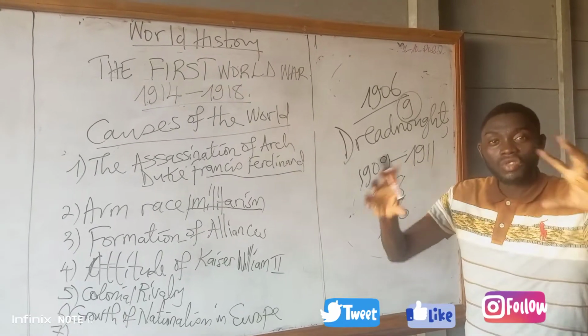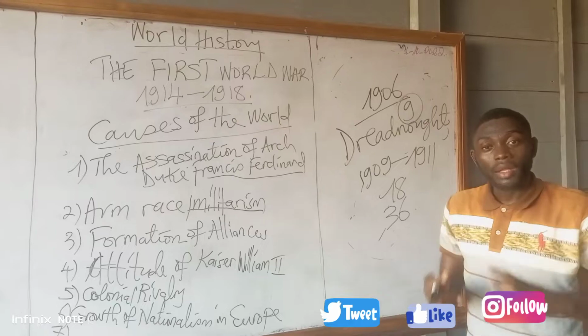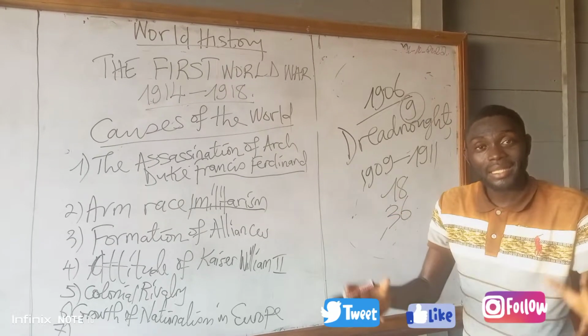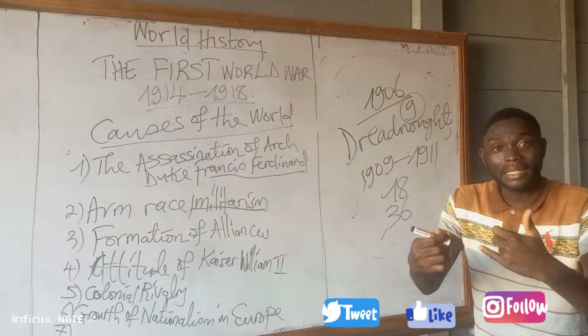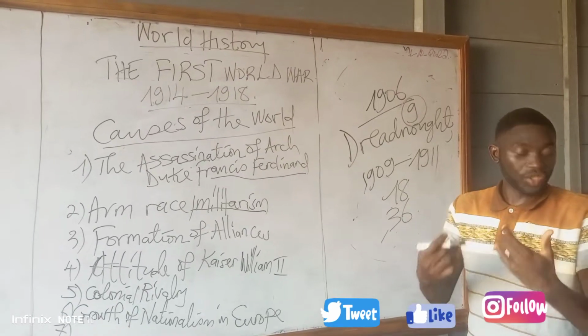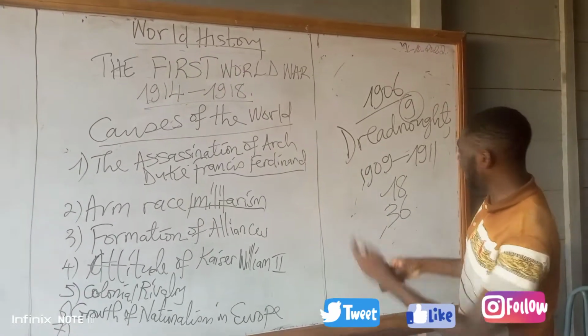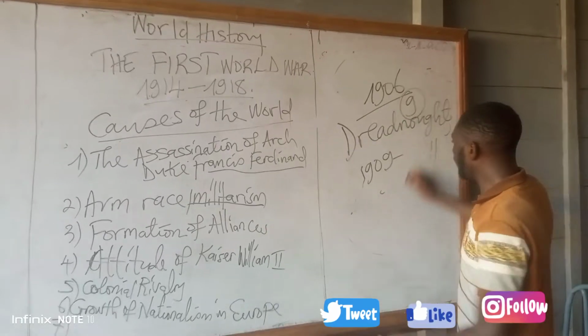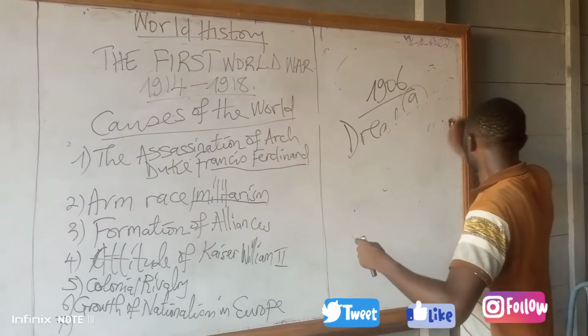So with this military rivalry in Europe, they easily entered into the crisis in the Balkans to showcase what they could do with their military strength. Again, the third point, we'll be talking about the formation of alliances.